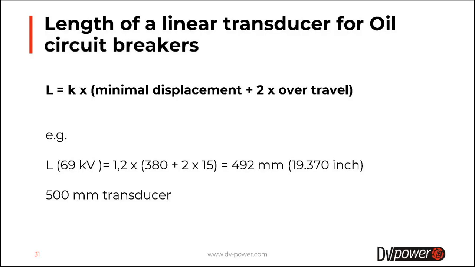And when we insert this data in the formula, let's say for the circuit breaker of the rated voltage 69 kilovolts, the needed length of the transducer is 492 millimeters. If we round up this value to the first bigger size, it means that we have to select transducer of the nominal length of the 500 millimeters.